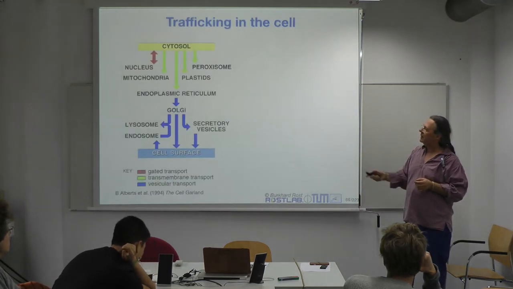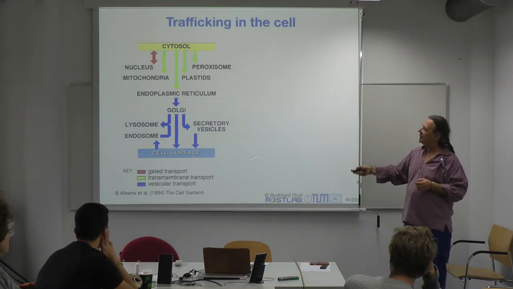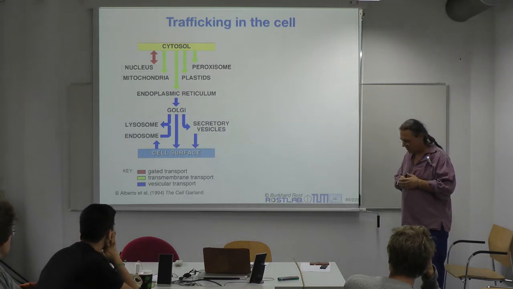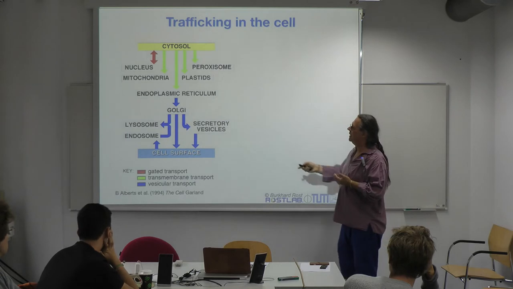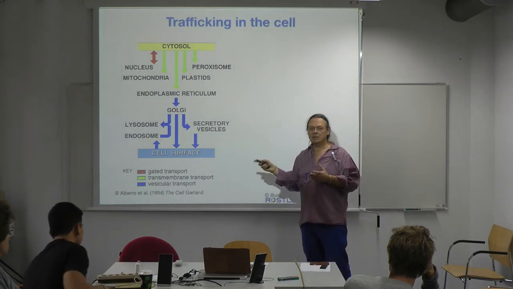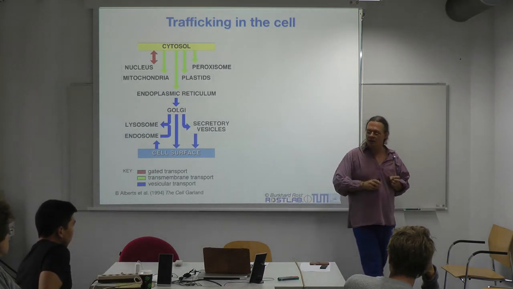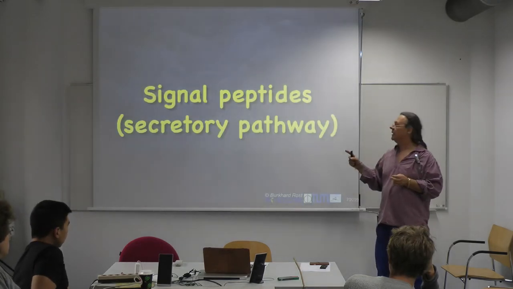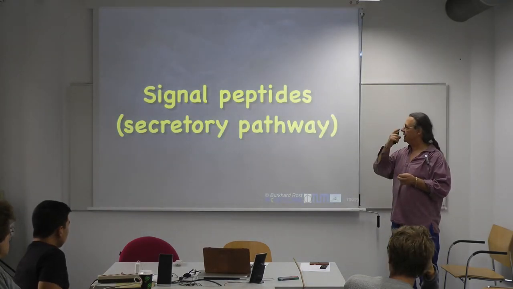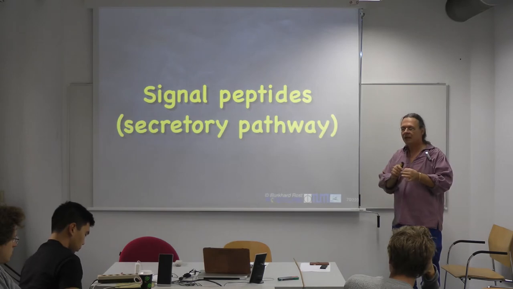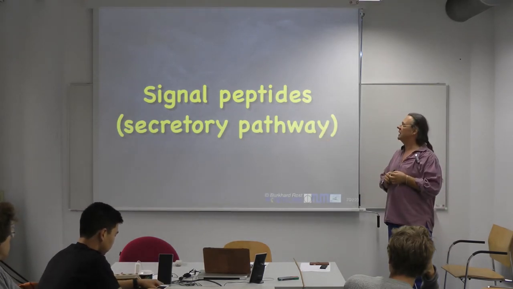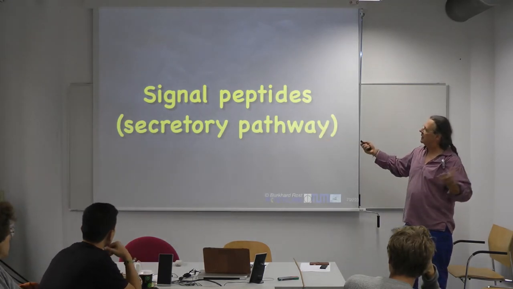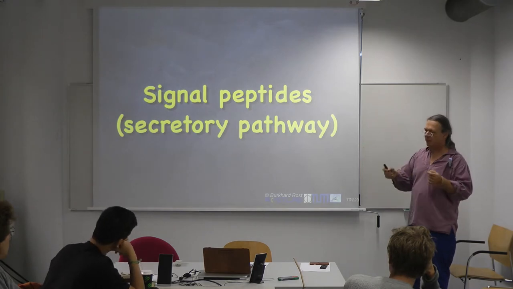But now, again, this is the way in which proteins are sorted in the cell. And here's the secretory pathway. The secretory pathway is in one sense specific or special, and that's the story of the signal peptide. So secretory pathway, again, or proteins that go out of the cell. Signal is essentially a word for motif. Peptide is part of the protein.